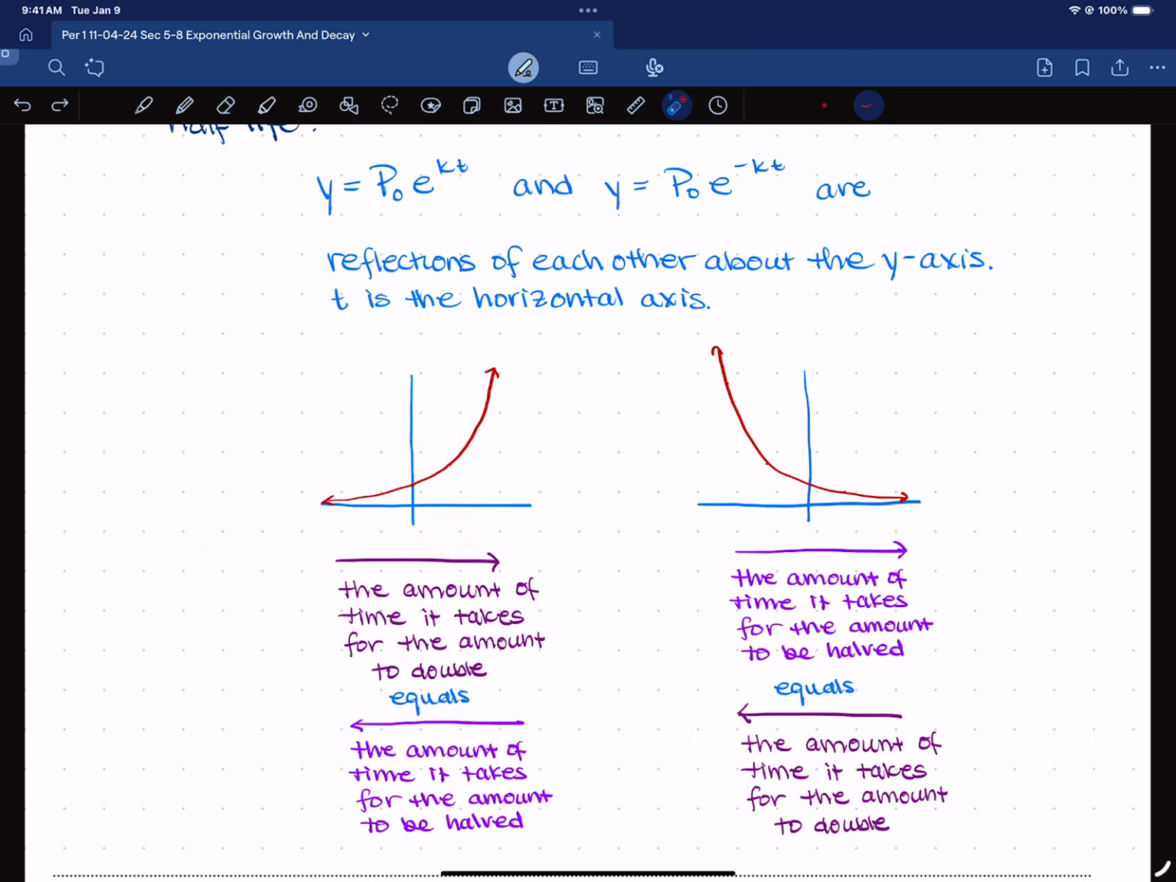And then you would have the exact same thing here. It's just backwards. This time going forward is the amount of time it would take for something to be cut in half. Going backwards would be the amount of time it takes for something to double. So it's really just because of the symmetry of the graphs. And that, going forward, you're doubling, going backwards, you're halving, but it's the same amount of time. So it does make sense that they're the same.